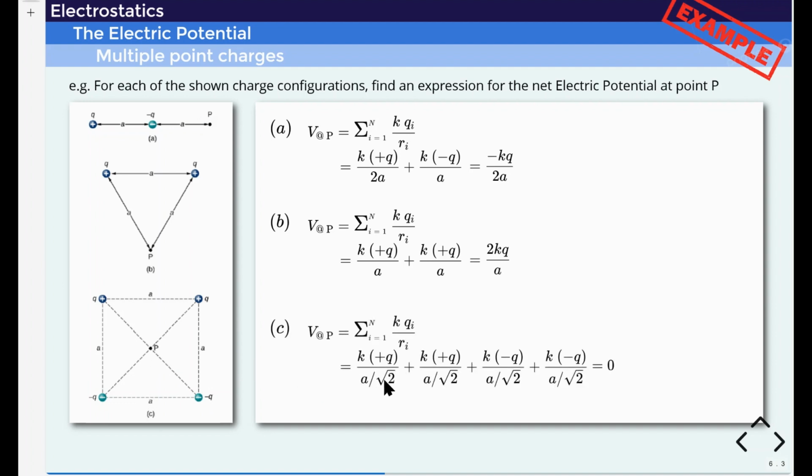But if you want to work it out, you say the positive Q times the distance, which if you work out the Pythagorean theorem, you find that this is a over square root 2. And then the contribution from the other positive charge, and then the contribution from this one negative, and from this one negative, you add it up, you get zero potential.